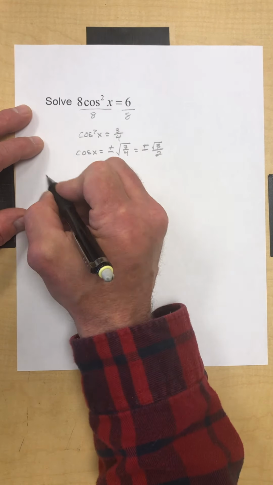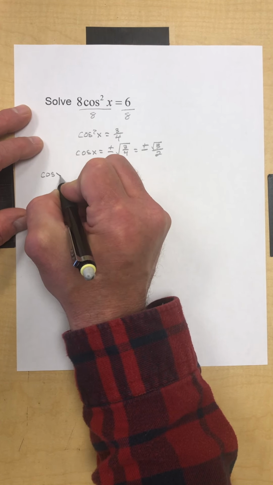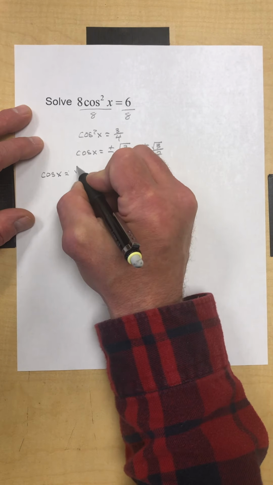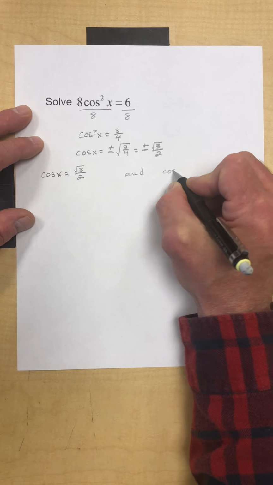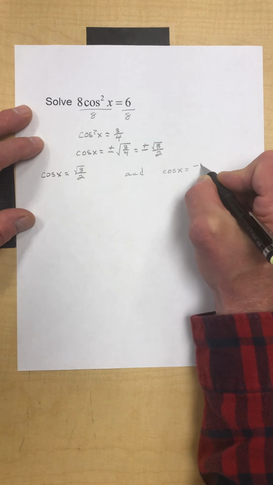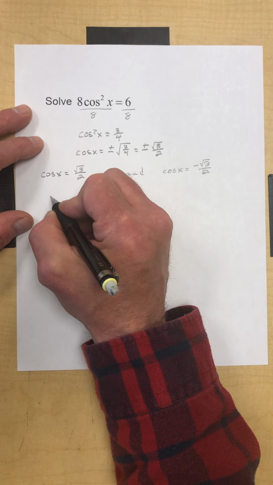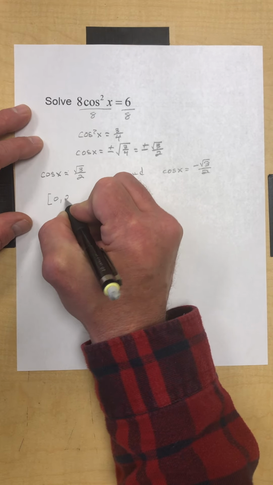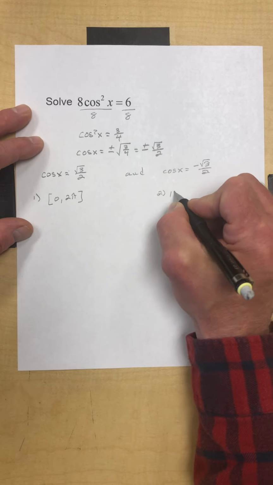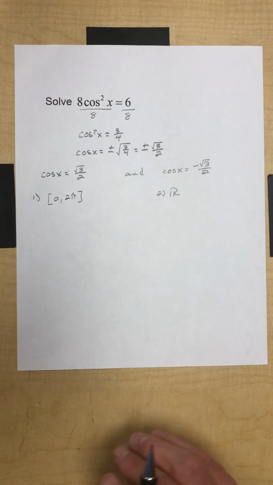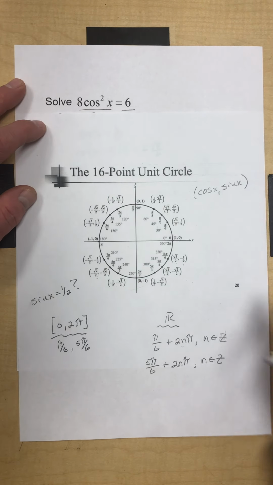So one of these solutions will be cosine of x equals positive radical 3 over 2, and the other, cosine of x equals negative radical 3 over 2. Let's see what's going on here. We'll go 0 to 2 pi first, and then we'll do the set of all real numbers after that. So we go to our unit circle. Cosine is our x-coordinate.